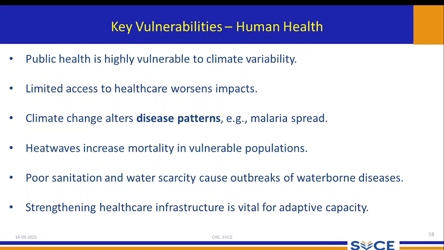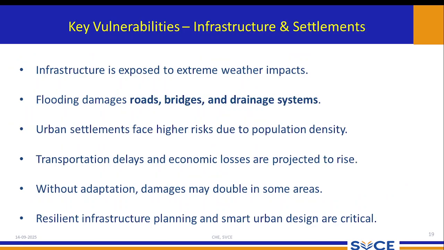Strengthening healthcare infrastructure is important for adaptive capacity. Key vulnerabilities: infrastructure and settlement. How is the infrastructure getting affected because of climate change? Infrastructure is exposed to extreme weather impacts, flooding damage to roads, bridges, and drainage systems. Urban settlements face higher risk due to population density. Transportation delays and economic losses are projected to rise. Without adaptation, damages may double in some areas. Resilient infrastructure planning and smart urban design are critical.